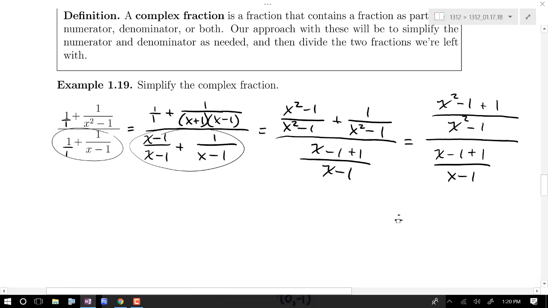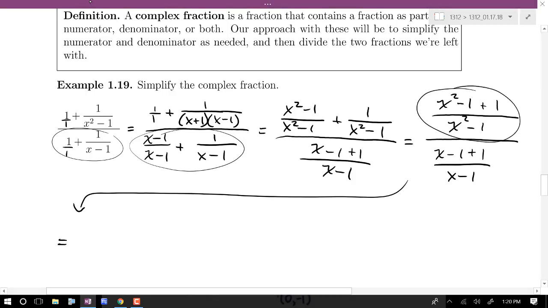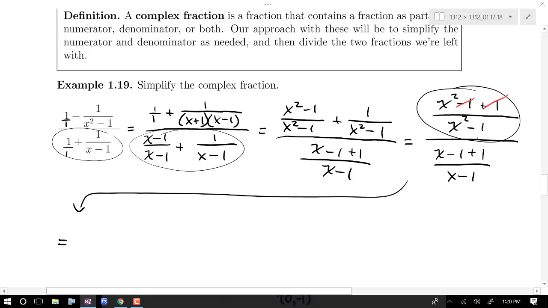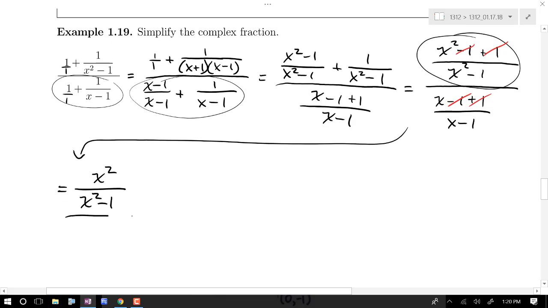We can simplify now. In fact, I'm going to bring this over here. X squared minus 1 plus 1, right? So working with this fraction, these guys will cancel, the minus 1 and the plus 1. Likewise, the same thing happens on the bottom in the numerator. So like the minus 1 plus 1 cancels. So we have x squared over x squared minus 1, over x over x minus 1.